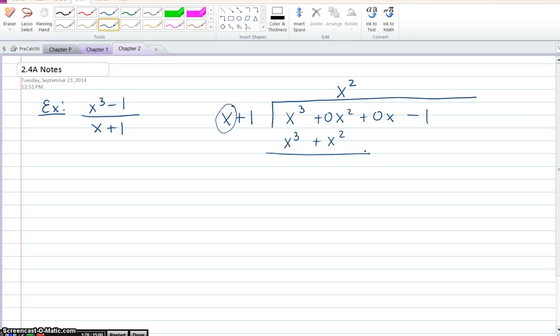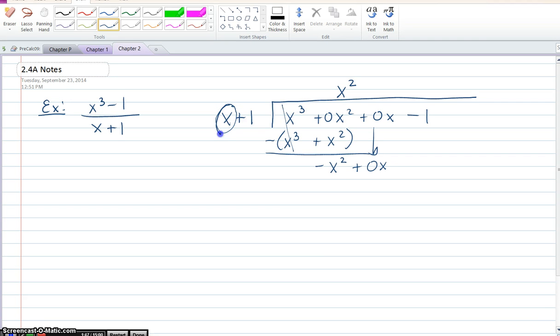Now you're going to do the same thing you normally do with division. Once you put these down here, you subtract off what's below it. So these cancel, they're gone, and then you have 0x squared minus x squared, which is a negative x squared. So be really careful there. Then just like in normal division, you bring down the next term. So we're going to bring down the 0x and repeat that process.